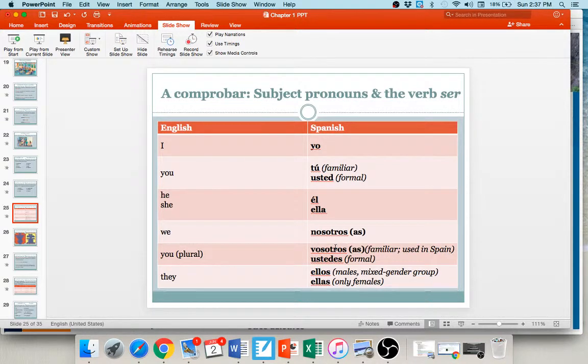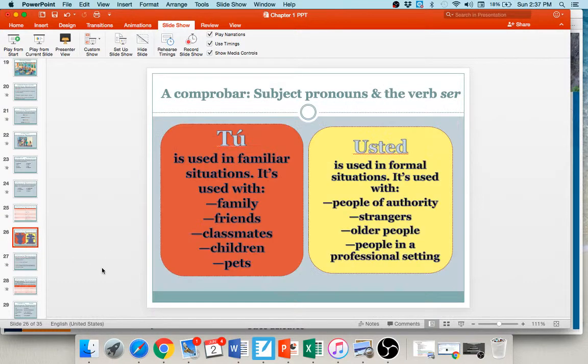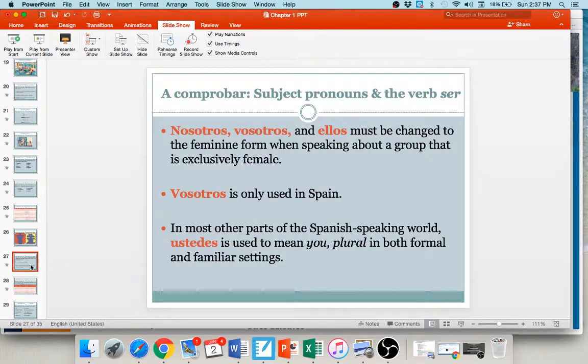Vosotras in Spain, you all, feminine. And then ustedes, you all, used formally throughout most Spanish-speaking countries everywhere other than Spain. And then ellos, they, masculine, and ellas, they, feminine. So you have all those. We've talked about tú and usted a lot, so I'm not going to spend a bunch more time on that.